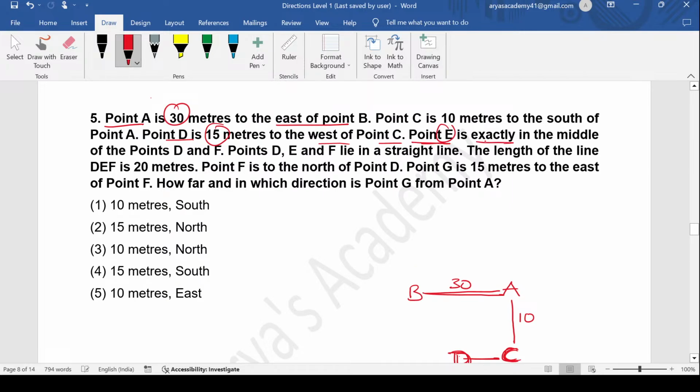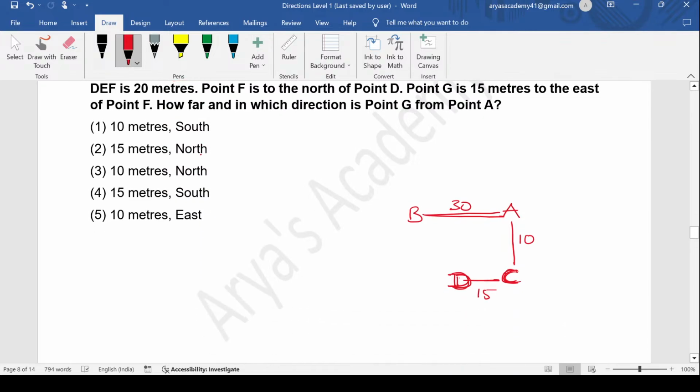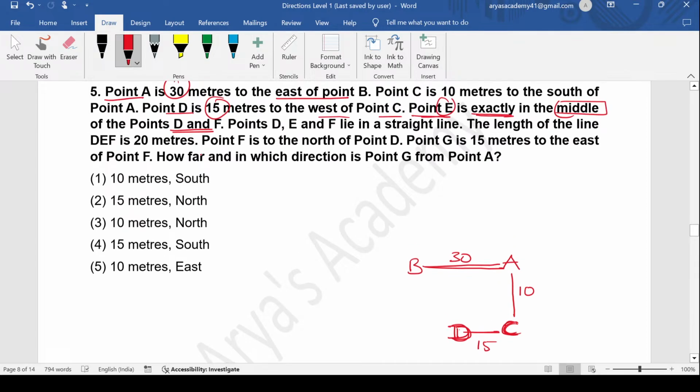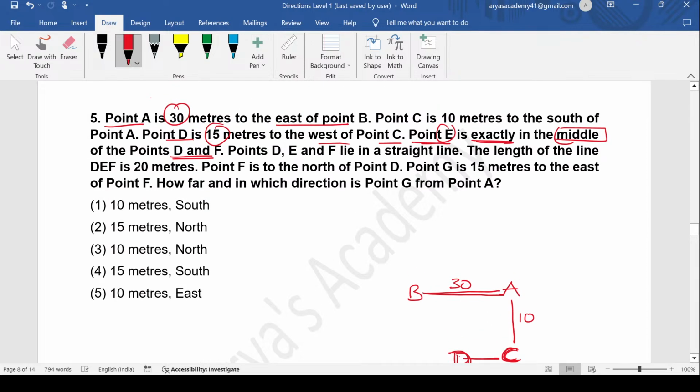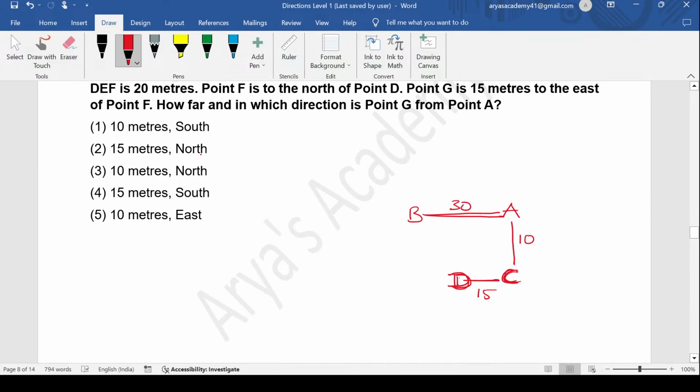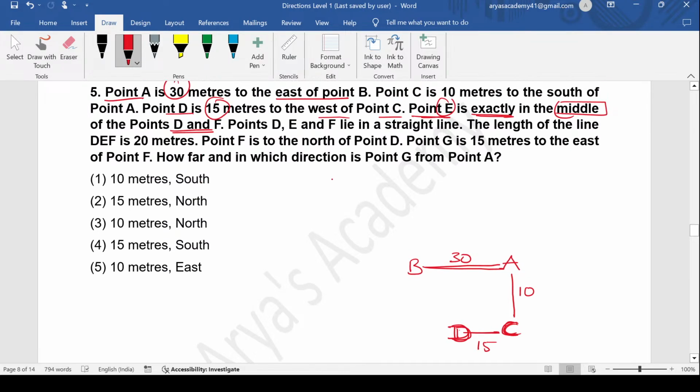Point E is exactly in the middle. Exactly in the middle of which 2 points? D and F. So between D and F, there is a point which is known as E. But we don't know F. Now they are telling you that D, E, and F, all 3 points lie in a straight line.